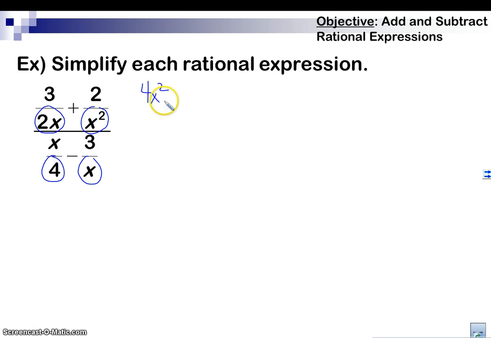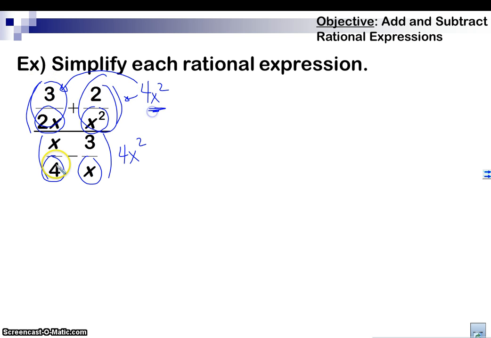So what I'm going to do with this 4x squared is I'm going to multiply the entire top by 4x squared and the entire bottom by 4x squared. Alright, so what that's going to do is we're going to multiply this whole thing by 4x squared, this whole thing by 4x squared, this whole thing by 4x squared, and this whole thing by 4x squared. So here's what it looks like, guys. I know it looks kind of complicated, but it's really not, okay?